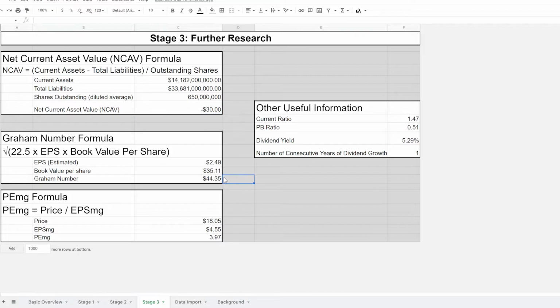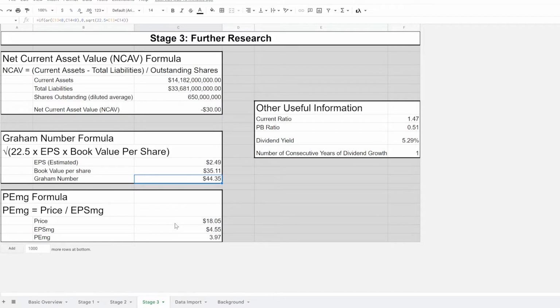Graham number formula, a lot of people use this to figure out a value. It is based on a reading of the defensive investor requirements and calculating out companies that should fit in that if they're trading below. So earnings per share, this is the regular earnings per share, that's 249. Book value per share is 35.11. And taking the square root of 22.5 times these two numbers, you get the Graham number of 44.35. So that is one thing to keep in mind. It is trading rather below that.